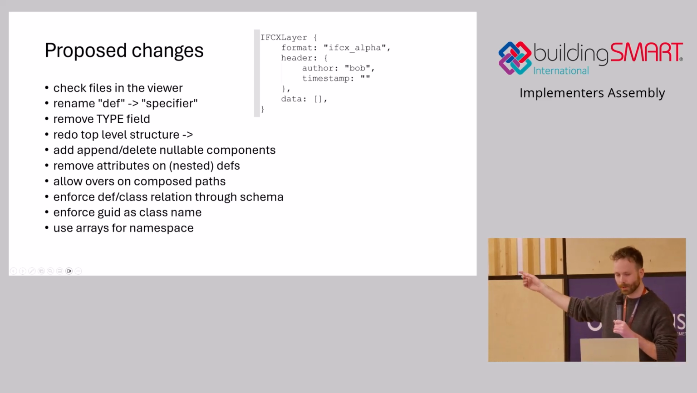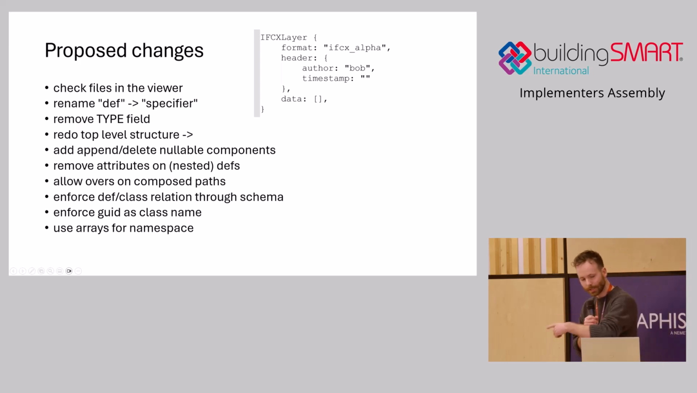With a header, this is the wrong header. You have the right header, and then the data. And data is as it is right now. And then there's a bit of a format field to say, which version of IFC-X is this actually? But that could also be in the header. Like I said, streaming, so add, append, deletable, nullable components. We want to remove attributes on nested devs, because we generally want to move attributes out of devs. Also controversial, it's very different to USD. Yeah, I think everything should be in an over, but I think also the jury's not out on that one.